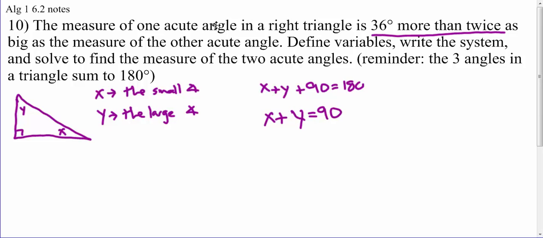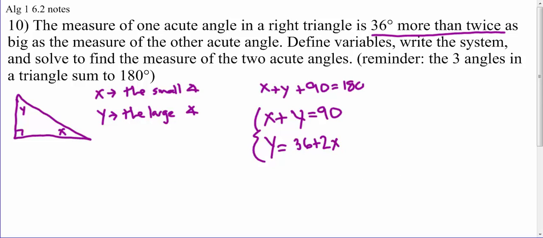It says the measure of one acute angle is 36 degrees more than twice as big. Well, that means that the larger angle, which we said was y, is 36 degrees more than twice as big. So if you do 36 plus 2x or 2x plus 36, you would have your other equation. I know that's a little tricky maybe for some of you to come up with, but if you take a look at this, it kind of makes sense, doesn't it? The big angle is 36 degrees more than twice the small angle, and those two angles have to add up to 90 since the three add up to 180.